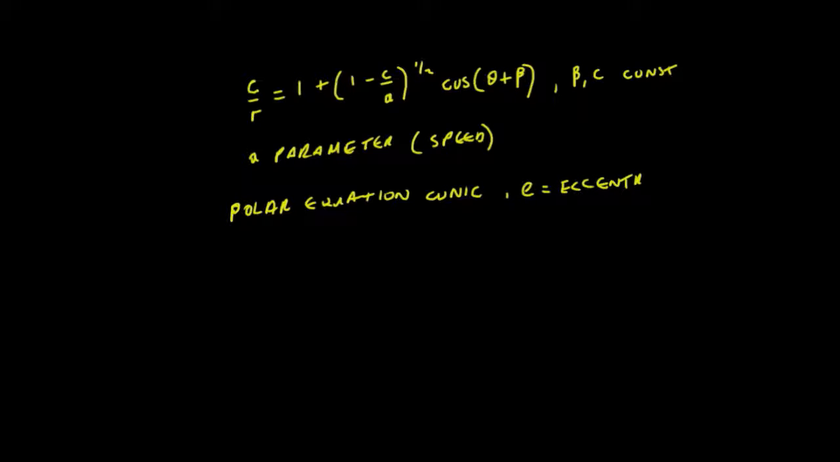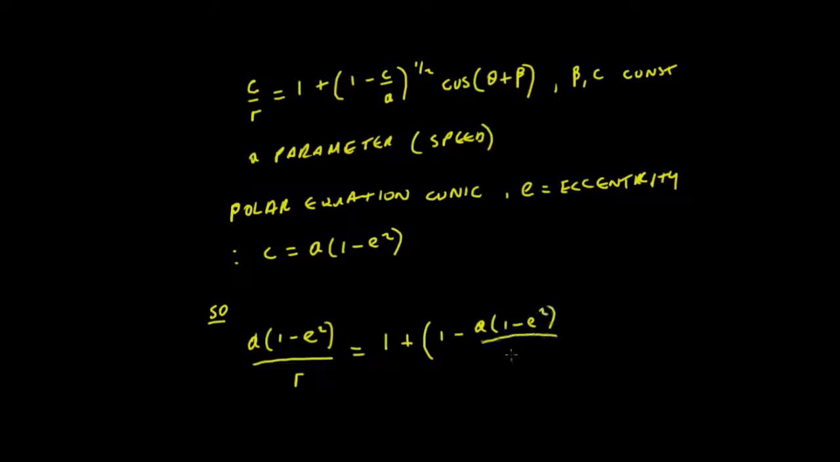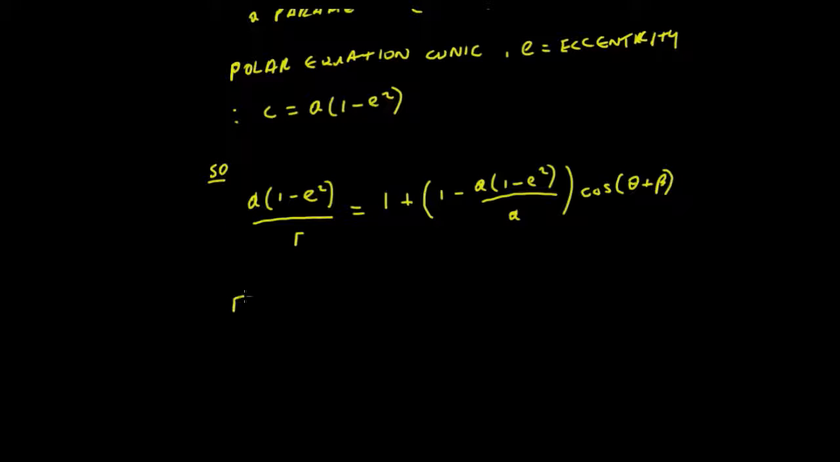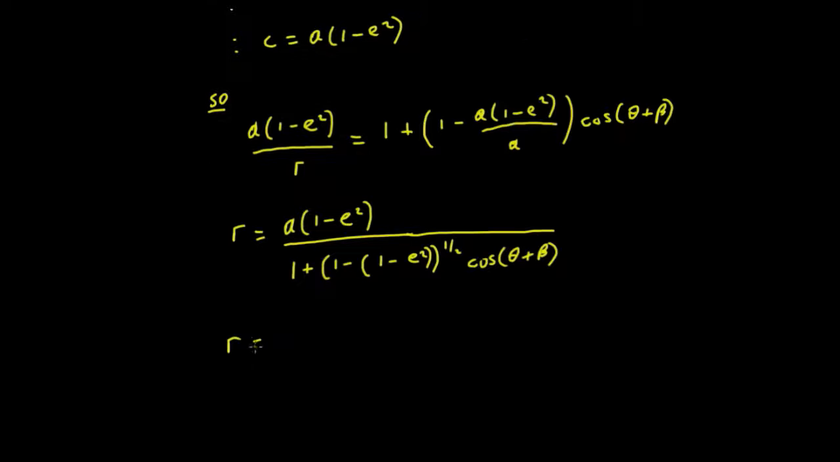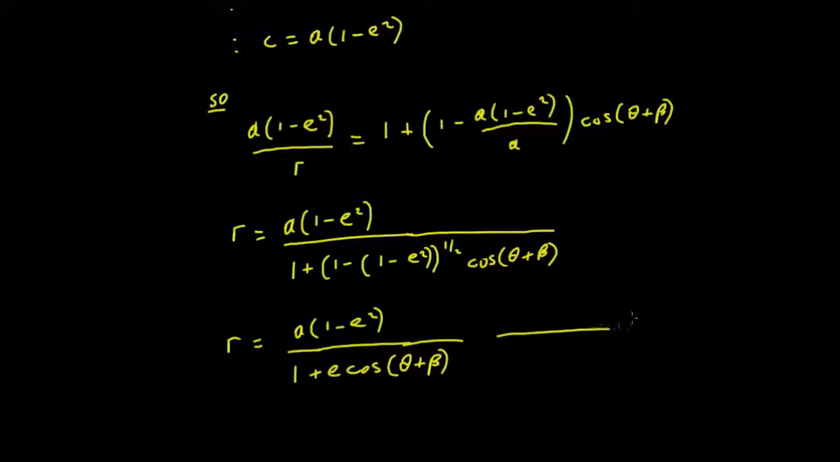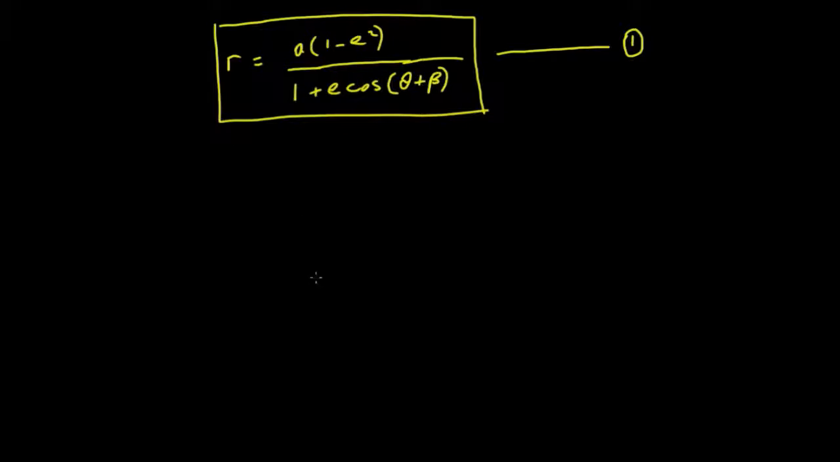which is dependent on the speed. So this equation here is the polar equation of a conic, where e is eccentricity, such that we can say that in this equation c equals a(1 minus e squared). Now we can take this a(1 minus e squared) upon r and put it back in the original equation, and that's what we've done here. Okay, so we've ended up with this equation here.